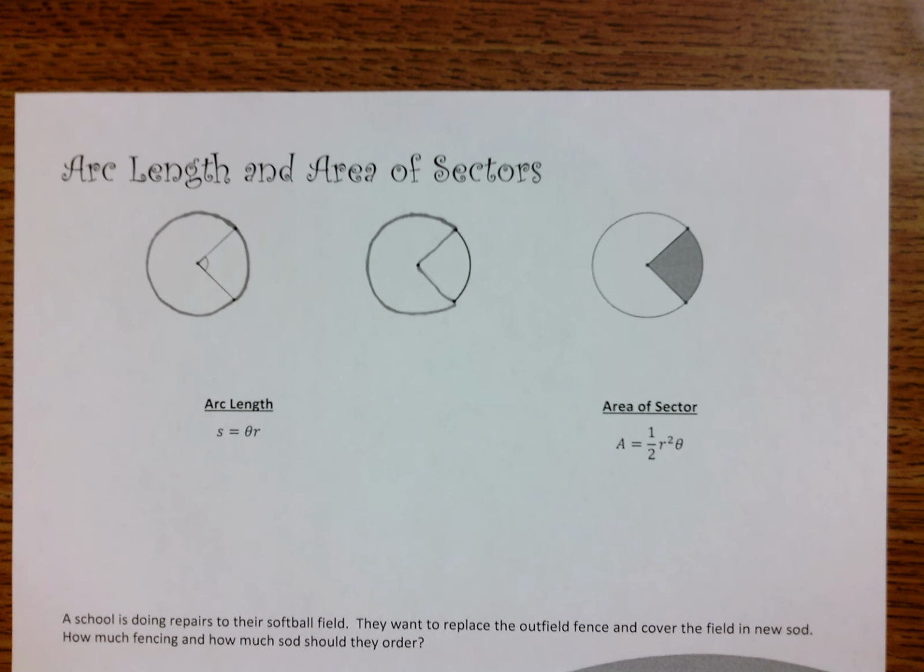So one of the applications that you can use for trig is you can use it to find the arc length and area of sectors, which is an important little thing just to be able to find sometimes when you're calculating different things. So we're going to take a look at that and how we're going to calculate that. So first off, just some definitions of what we're talking about.